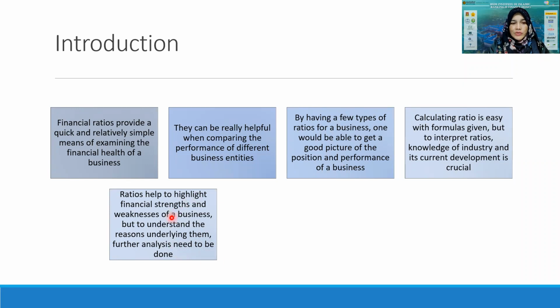As I mentioned here, to understand what happened to the company, you have to understand further about the industry, for example, or about the company itself, because a figure itself may not explain the overall picture. So you have to understand what actually contributes to the figure.